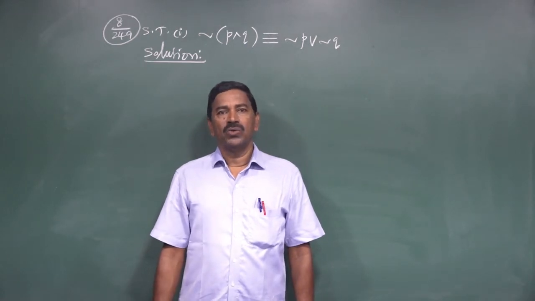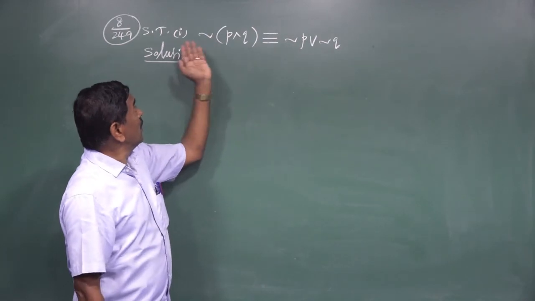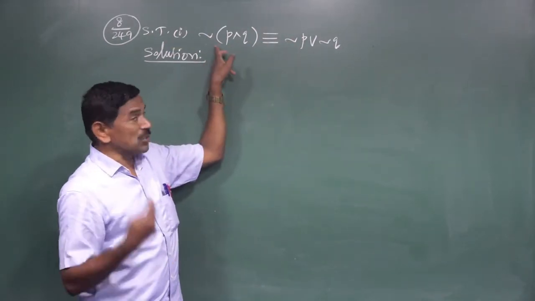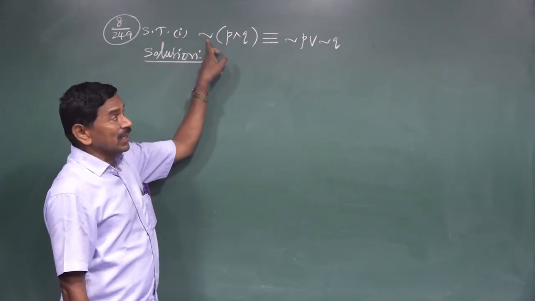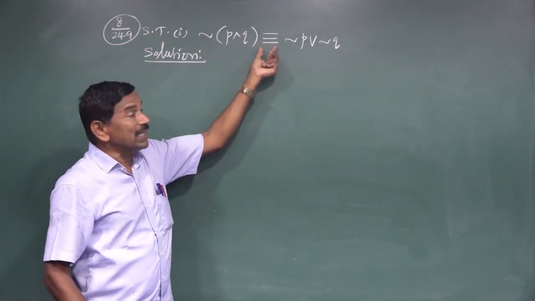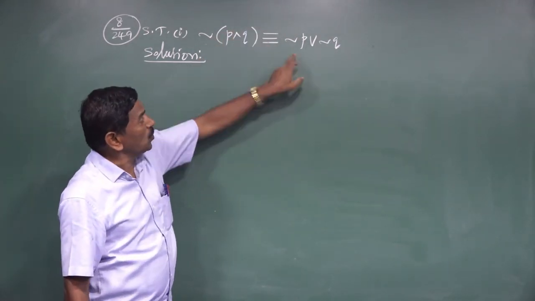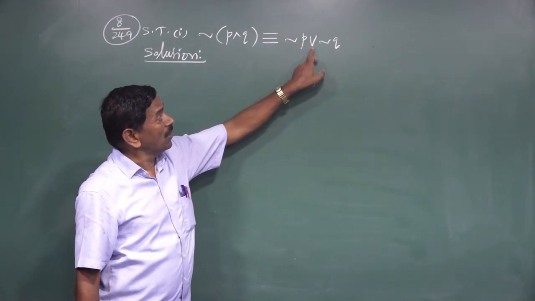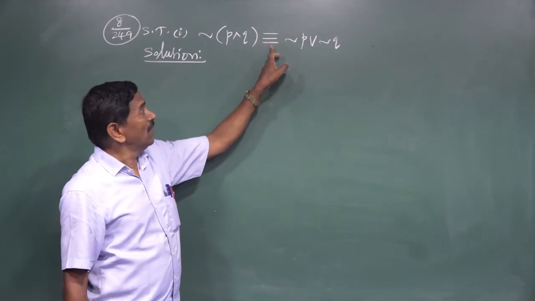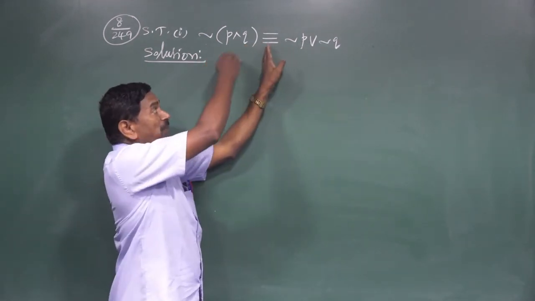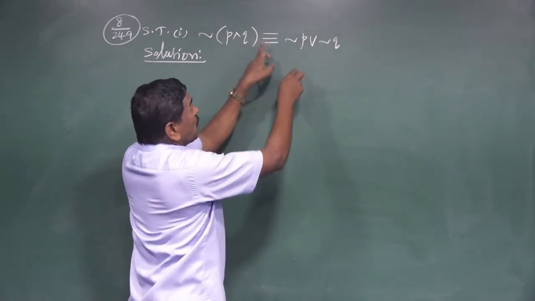Children, listen. Now, the eighth question. In the eighth question, there are two subdivisions, in which the first one is myself and the second subdivision is homework. In the eighth question, negation of P and Q is equivalent to negation P or negation Q. This symbol is known as equivalent to. Equivalent means one statement before and one statement after; we want to say these two statements are equivalent.